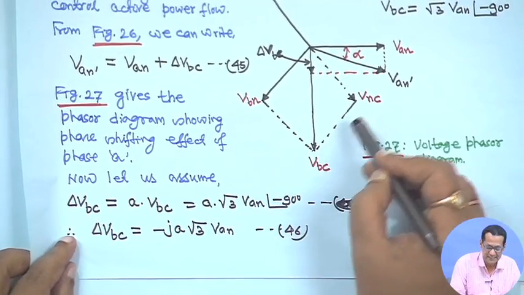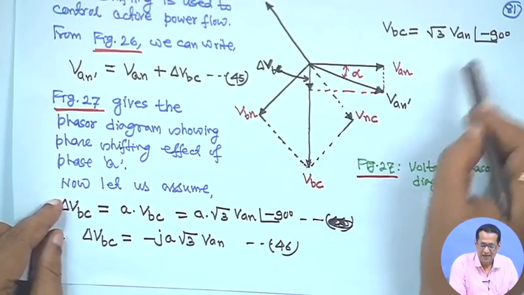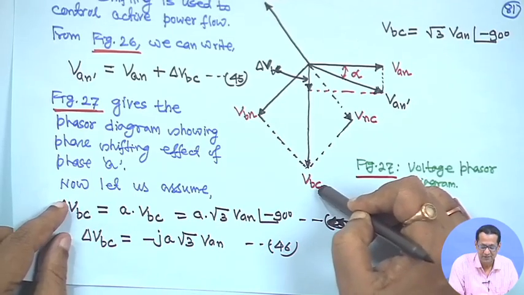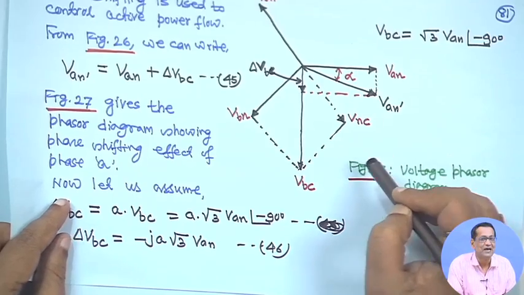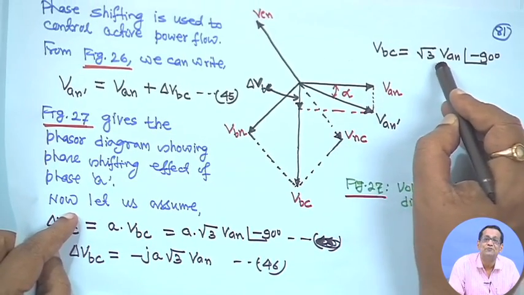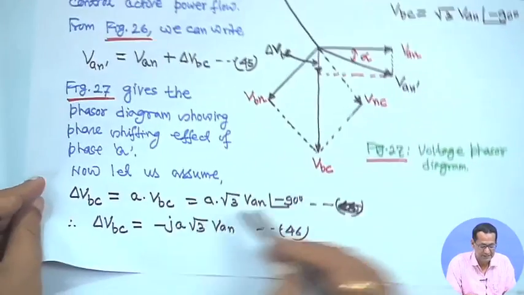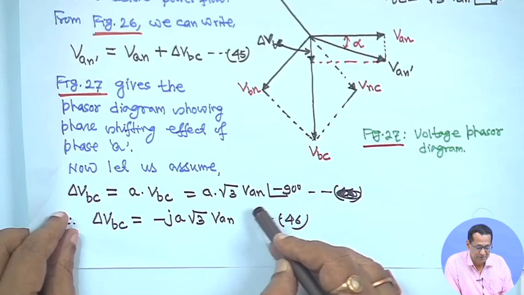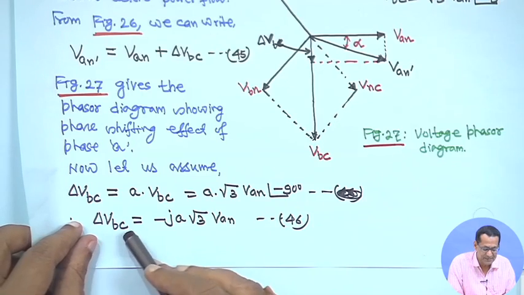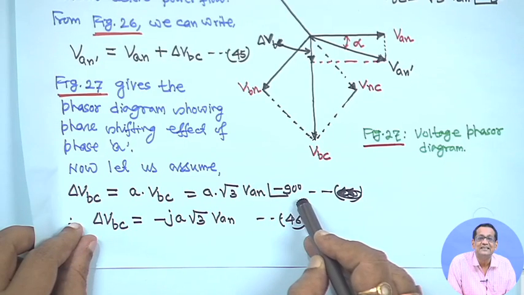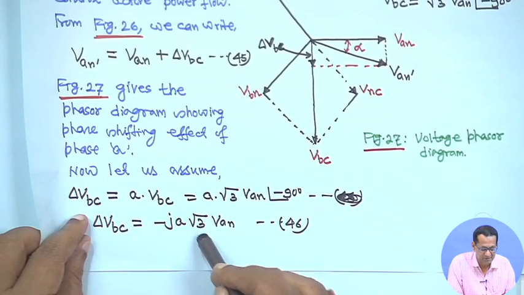Vbc is lagging from Van by 90 degrees, and Vbc is a line to line voltage. Line to line voltages AB, BC are √3 times the phase voltage in a balanced system. So we can write Vbc is equal to √3 Vn angle minus 90 degrees. Substituting this Vbc here, it will be A into √3 Van angle minus 90 degrees. That means delta Vbc is equal to minus j A √3 Vn.